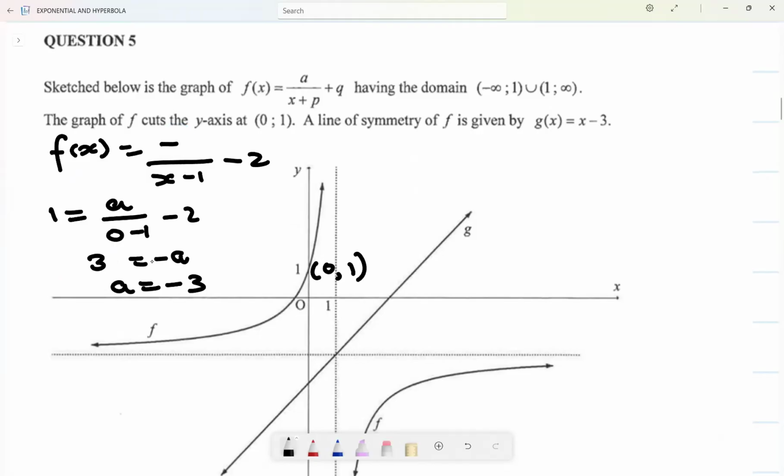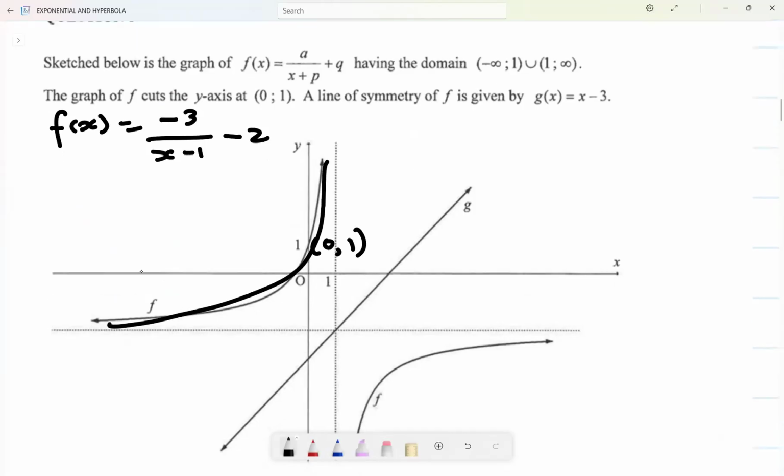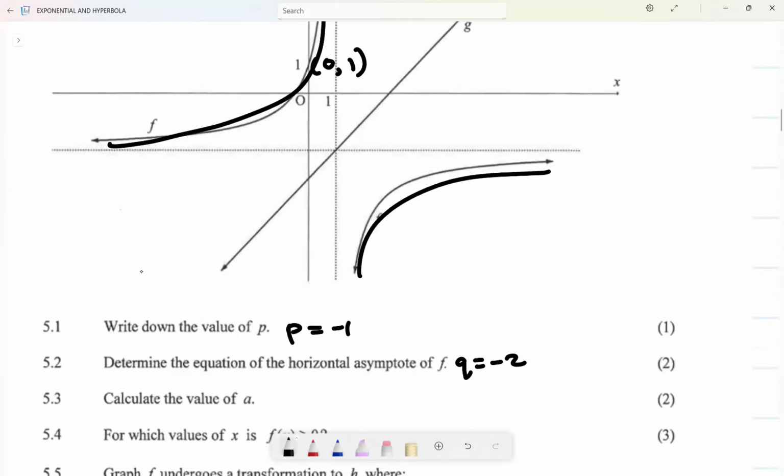Is it fine for A to be negative 3? If A is less than 0, it means the graph should lie on quadrant 2 and 3. Is it true? Yes, it is quadrant 2 and quadrant 4. So not quadrant 2 and 3, quadrant 2 and 4. And that's the case.